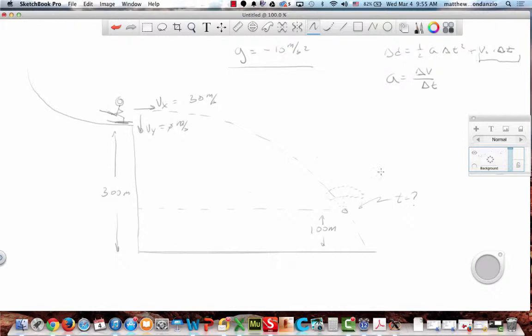Let's think about what we have. We're looking for time, right? We have the height he starts at, the height at which he needs to pull his chute, and we have his horizontal velocity. Which direction of motion do we think is going to get us to this time? Courtney, you think the vertical motion? What about, let's for a second, try the horizontal motion.